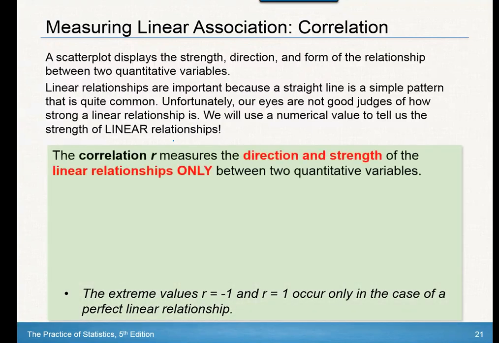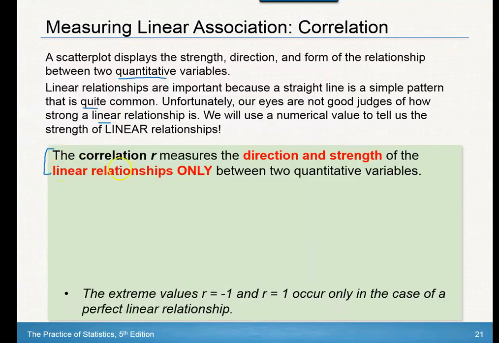Now, what exactly does a scatter plot do? A scatter plot displays the direction, the form, and the strength between, be careful with this, always 2 quantitative variables. Remember, something I can do math with. Linear relationships are important because a straight line is a simple pattern that's very common to follow. Unfortunately, our eyes are not good judges of how strong the linear relationship is. So we're going to use a numerical value that you're going to get from your graphing calculator to tell us how strong the linear relationship is.